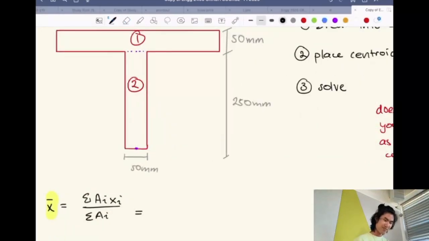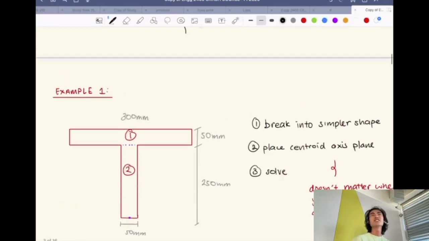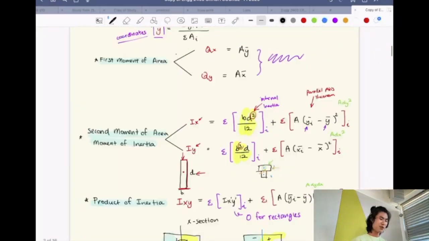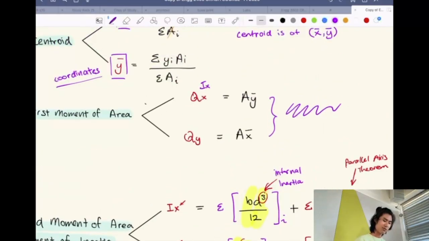I've got another question. You know how you wrote IX earlier for the second moment of inertia? What is the difference between IX and IXX? I wrote them as the same thing. Technically this is actually IX, and then this will be IXX. It's just a notation thing.